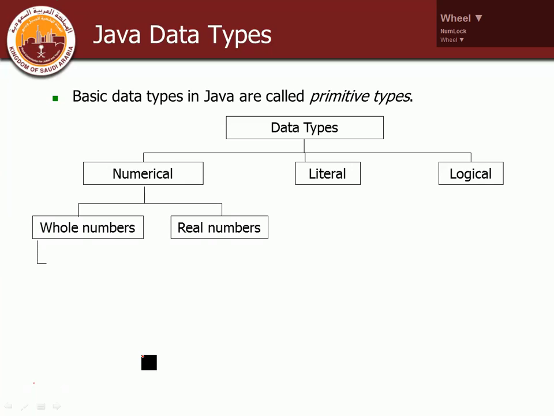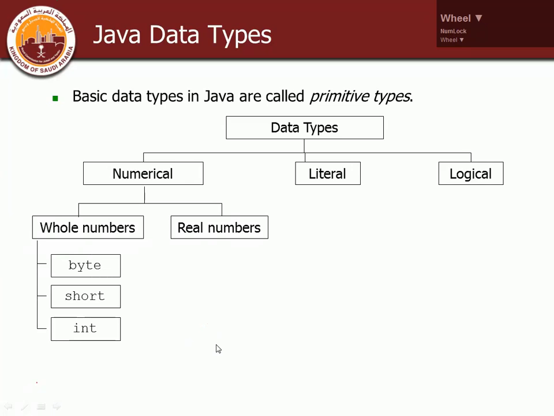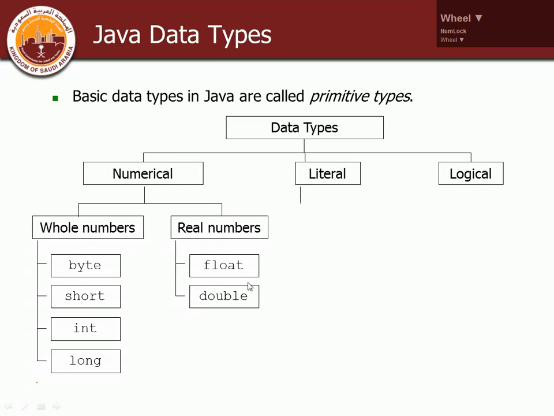And actually they come in different flavors, let's say, in different sizes, to be more precise. For example, for the whole numbers, there are different sizes, and also there are different sizes for the real numbers.